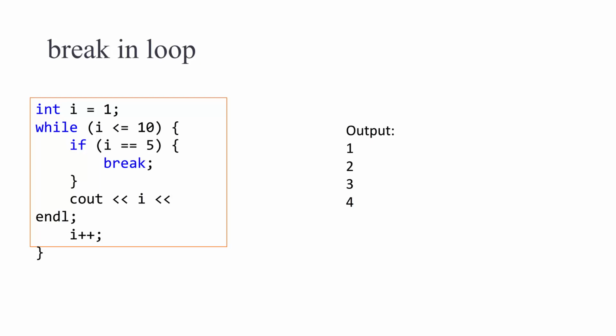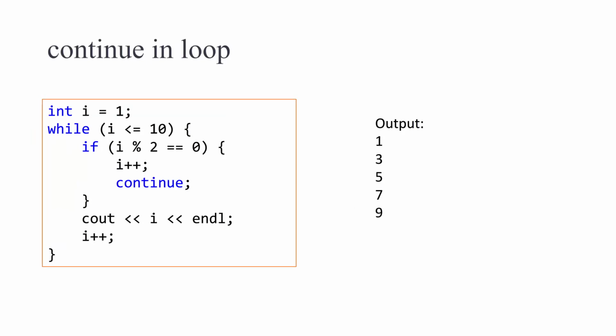The break statement causes the loop to exit before it reaches the end of the code block. So in this case, the loop terminates after printing the values 1, 2, 3, and 4 to the console. Since i is equal to 5 on the next iteration, if i == 5, break. So the loop is terminated by the break statement.